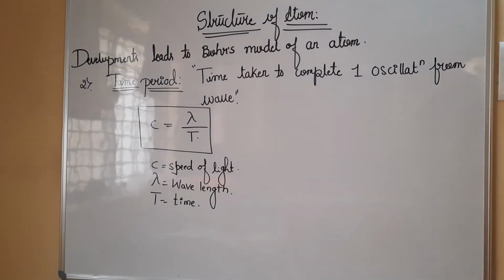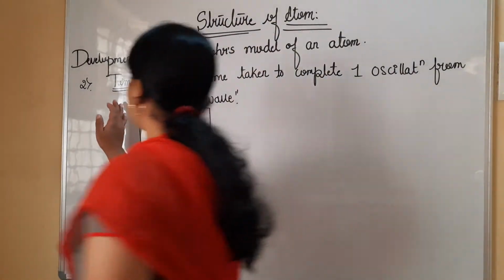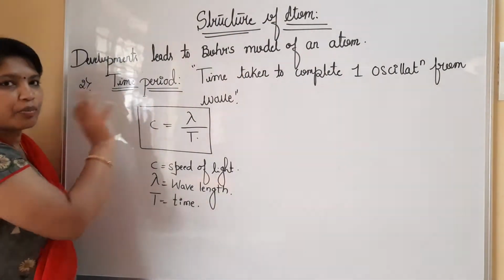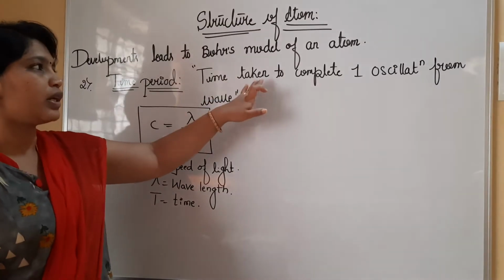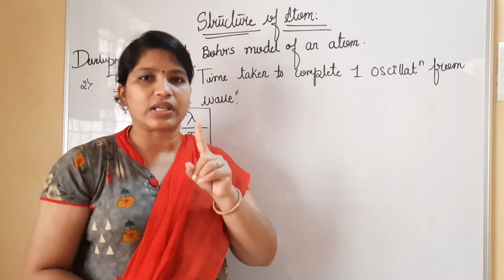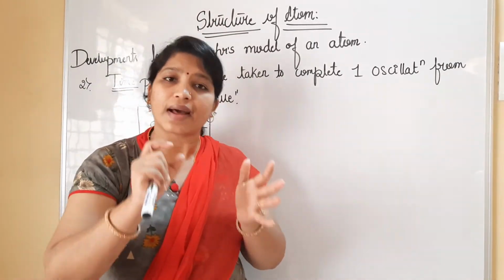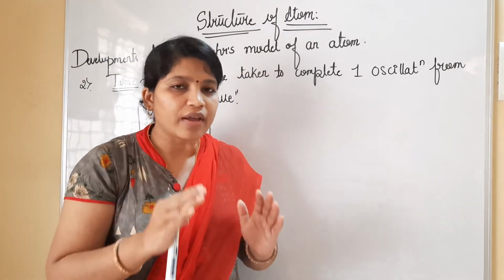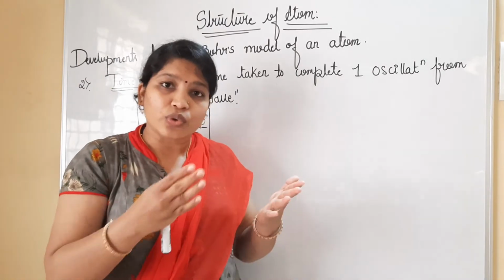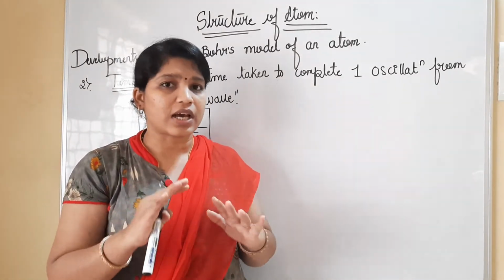Let us understand regarding second parameter of a wave. So second parameter comes, it is time period. What exactly is the meaning of time period? See, time taken to complete the one oscillation from the wave. Wave is supposed to complete one oscillation, or I can also say that to complete one wavelength. Wave will be taking certain time to complete one wavelength. That is also called as time period.